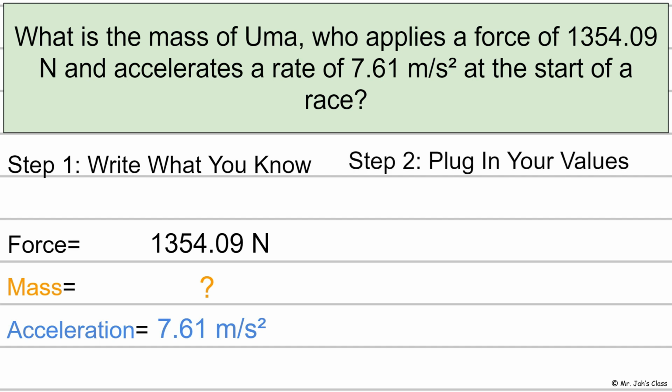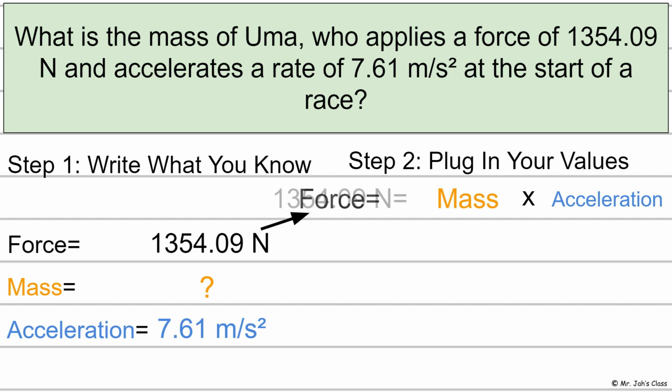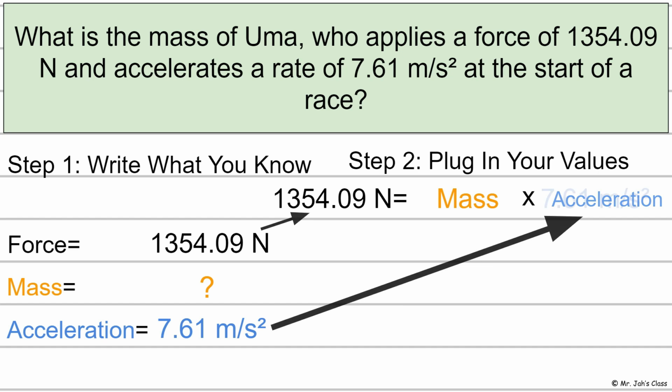Now, from there, we just got to plug in our values to the formula. The formula for Newton's second law is force is equal to mass times the acceleration. So we take the value for force and we plug it in. We take the value for acceleration and we plug it in.